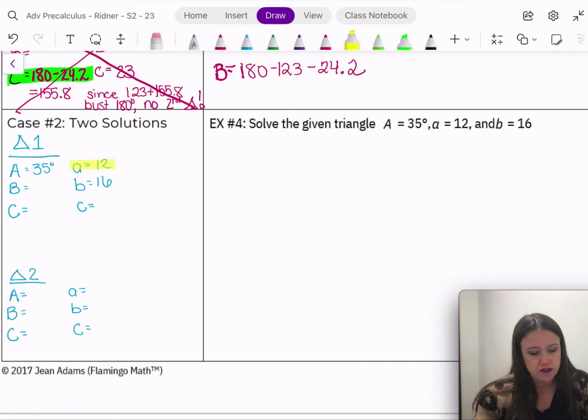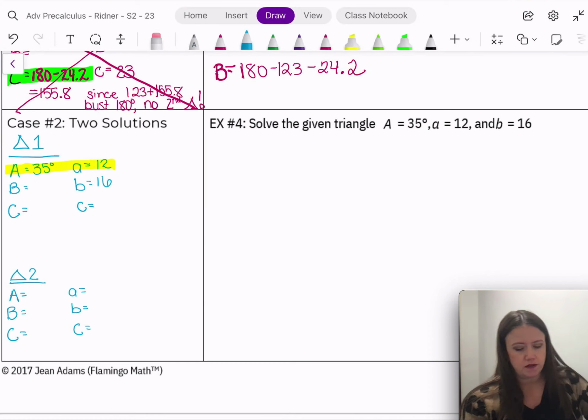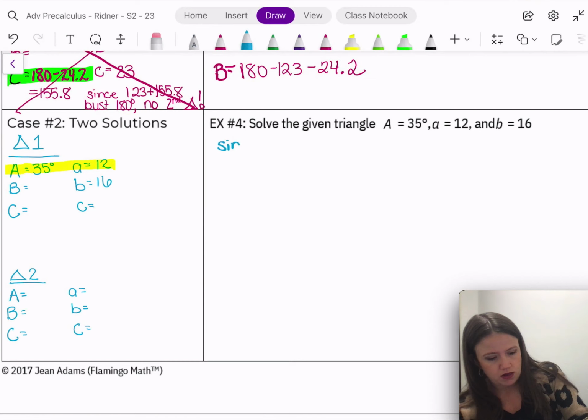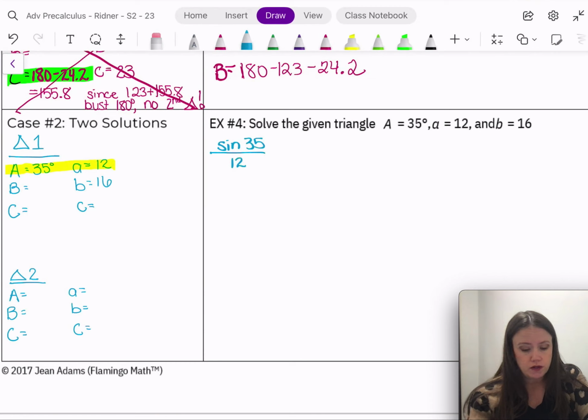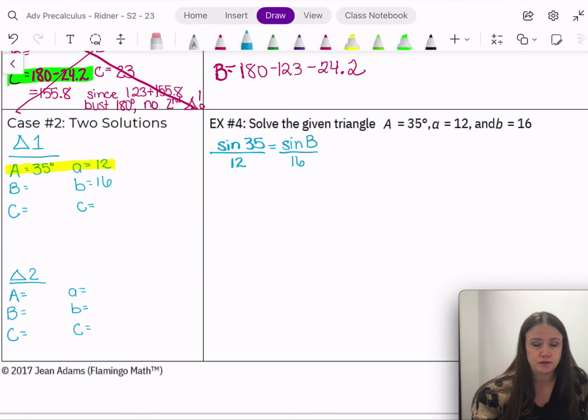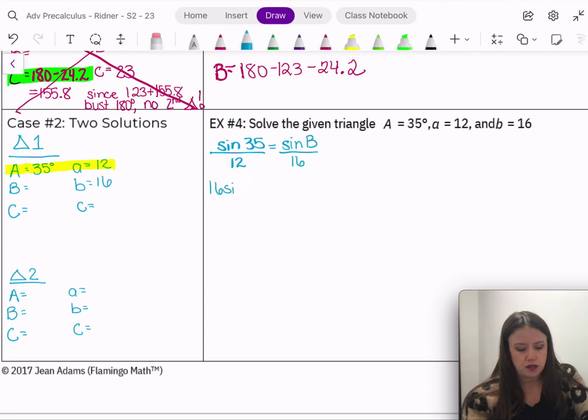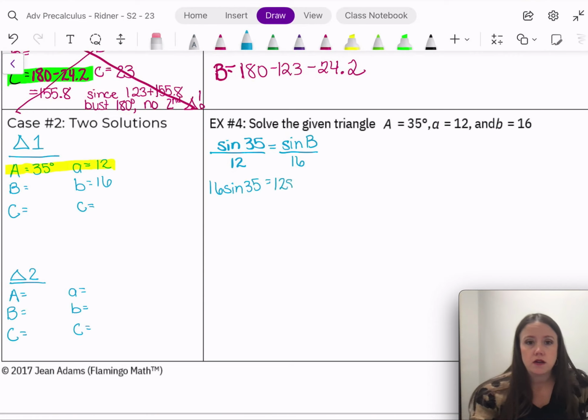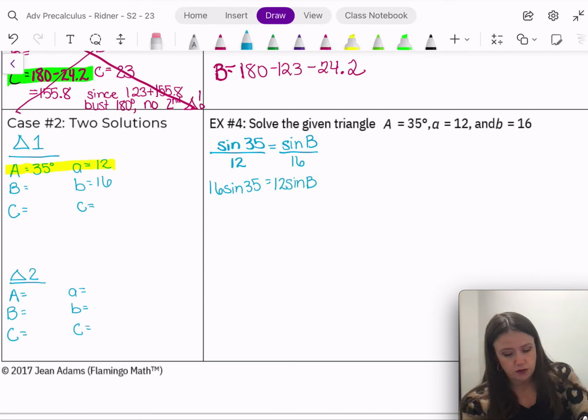I know I need to use the law of sines because I have an A and an a together. I know that it is angle side, angle side side angle, whichever order makes you happy, because I have to solve for big B as my first step. So sine 35 over 12 equals sine of big B over 16. Cross multiply. Divide by 12.